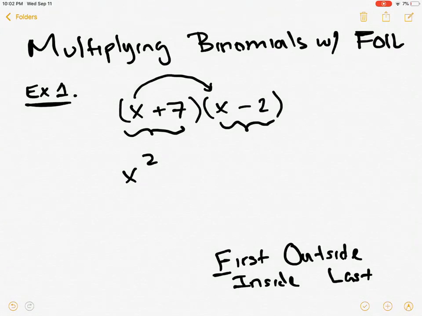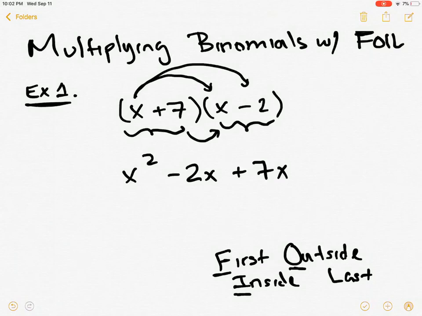Then you want to multiply your outside terms together: x times negative 2, which results in a negative 2x. Next, we'll multiply our inside terms together: positive 7 times 1x gives us a positive 7x. And then finally, multiplying the last two terms, the two constants, 7 times negative 2 gives us negative 14.